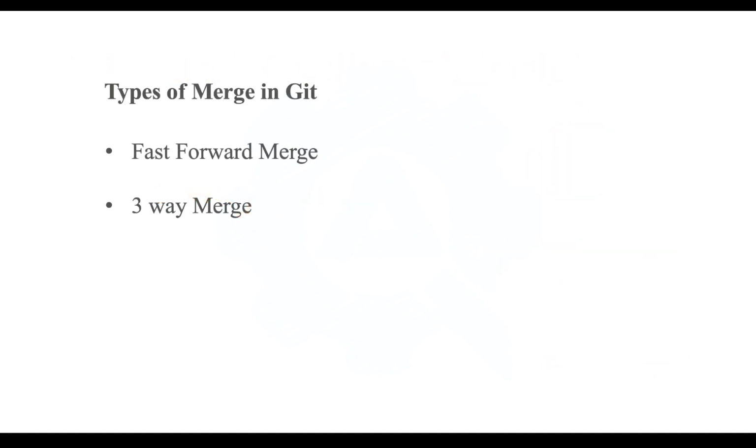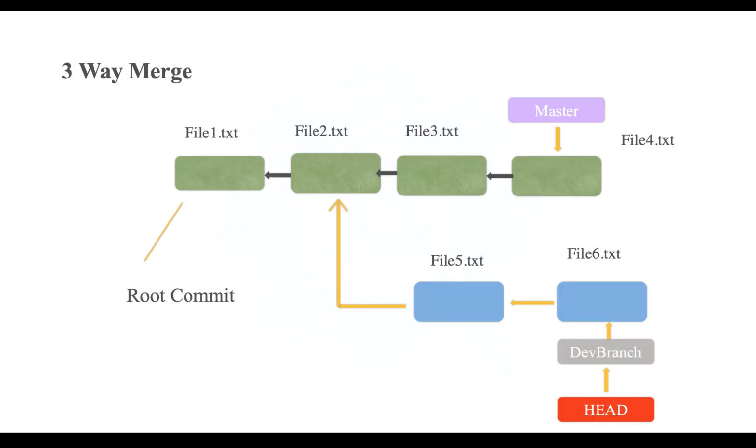As I said, there are two types of merge in Git: fast forward merge and three-way merge. A three-way merge is the typical merge that happens in a real-time project. For instance, in this diagram we have the main or master branch, which is called the receiving branch. This master branch has 4 commits, shown in the green section.